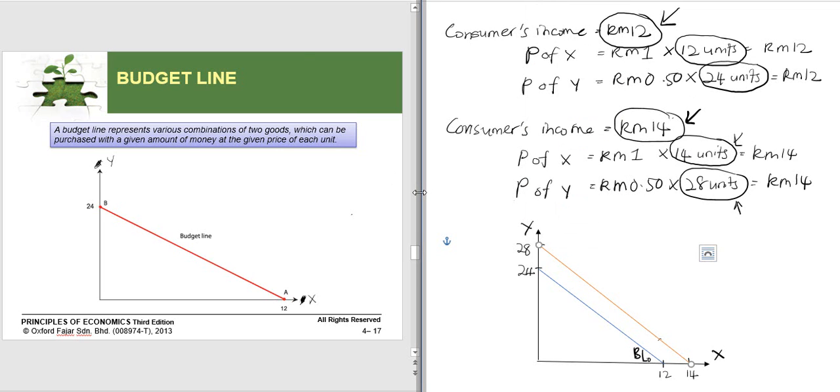Okay, so you can see that your budget line shifts to the right, which shows that the consumer's income is increasing. If the consumer's income decreases, the budget line will shift to the left.